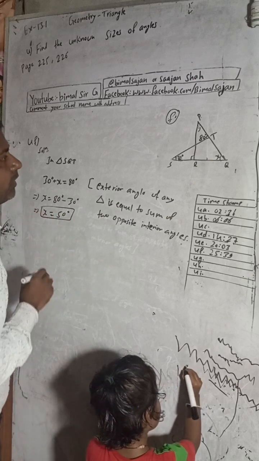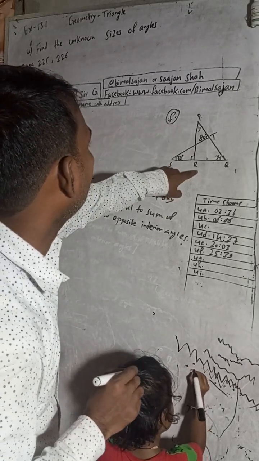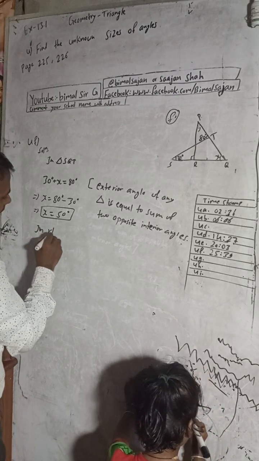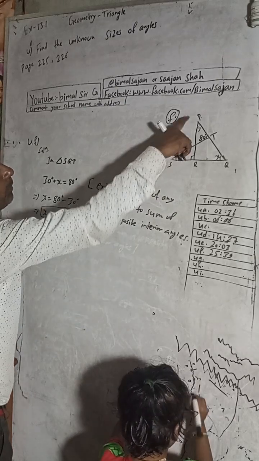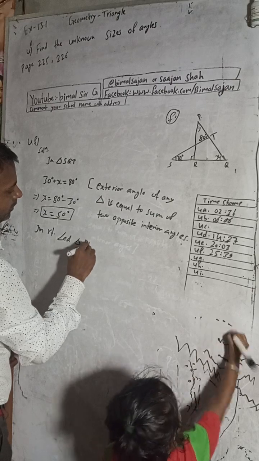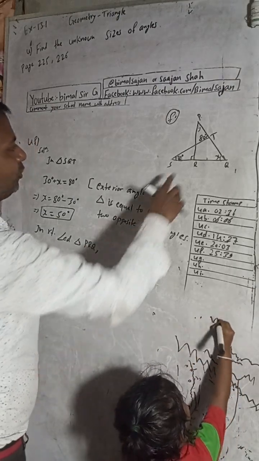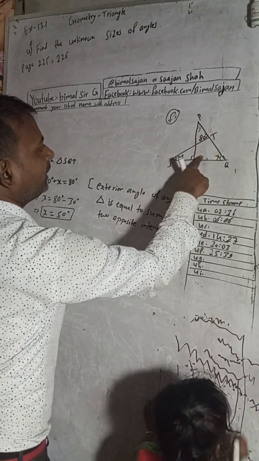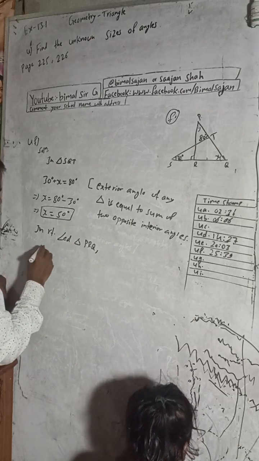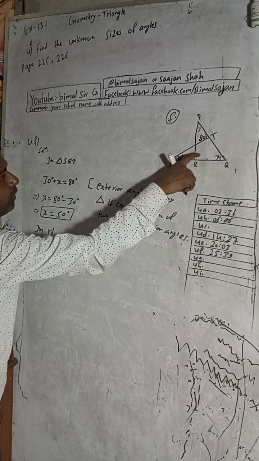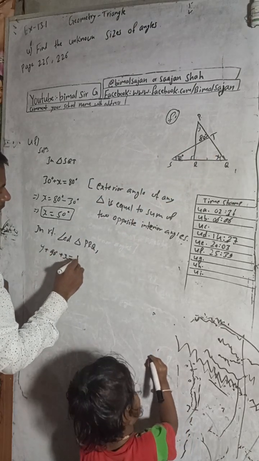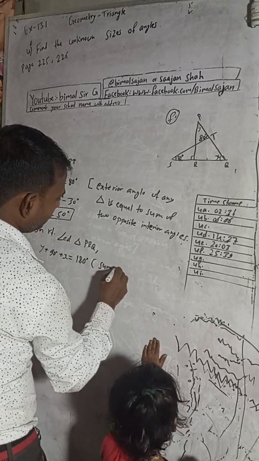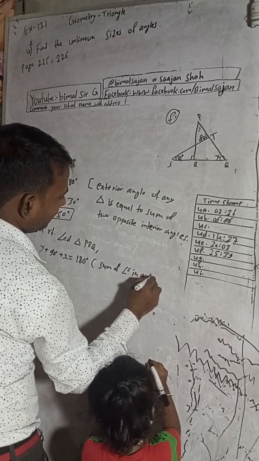We got X value. Now in right angle triangle PRQ, this is 90 degree. This is 90, means this is also 90. So in this triangle PRQ, Y plus 90 degree plus X is equal to 180 degree. Reason for this is what? This is a triangle, and in a triangle the sum of angles is 180 degrees.